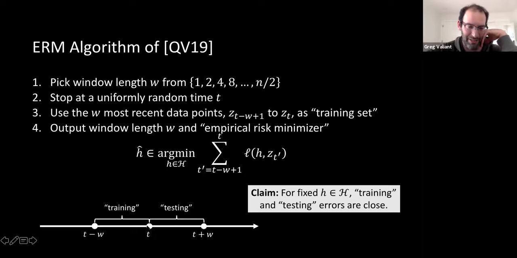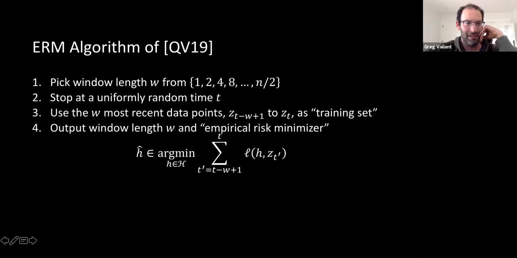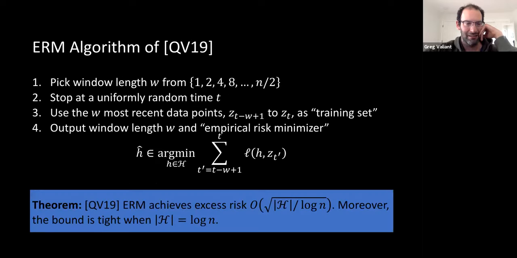Okay, so at time t, we make our prediction. We're going to pick the empirical risk minimizer over the previous W time steps. And this gets you this kind of polynomial dependence on H, a square root.